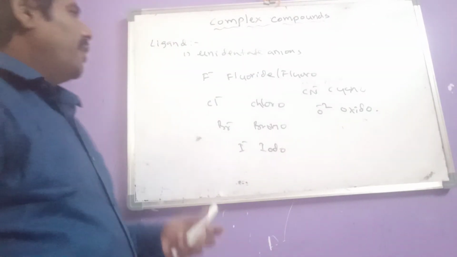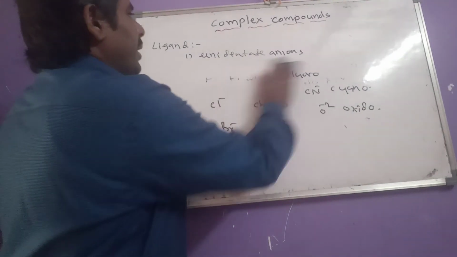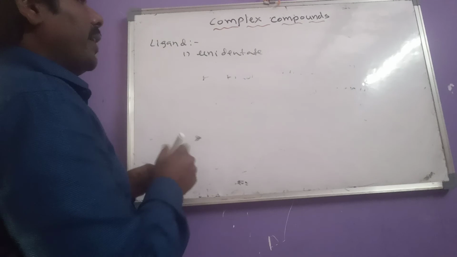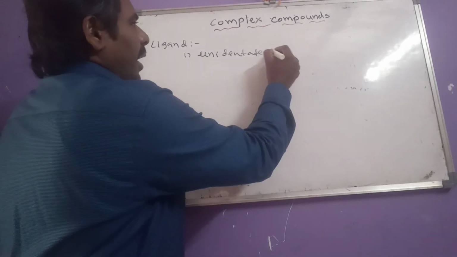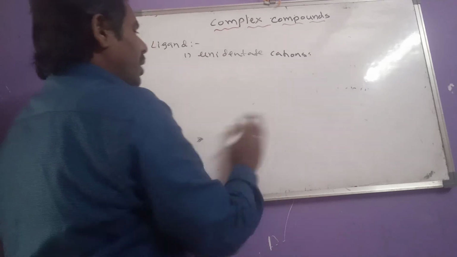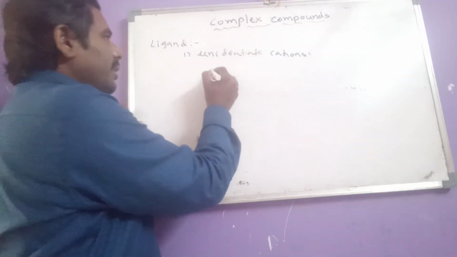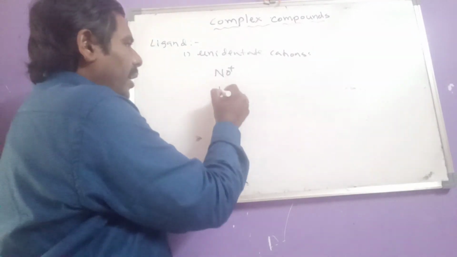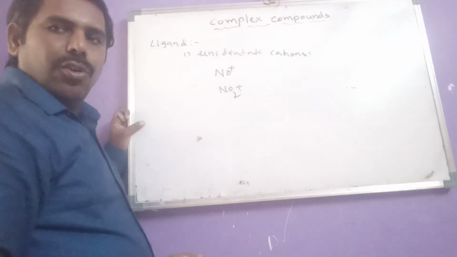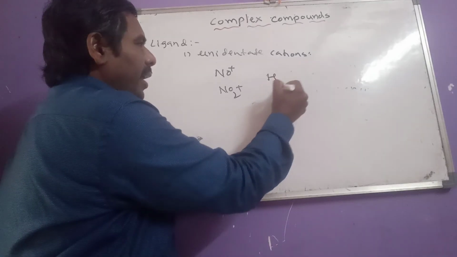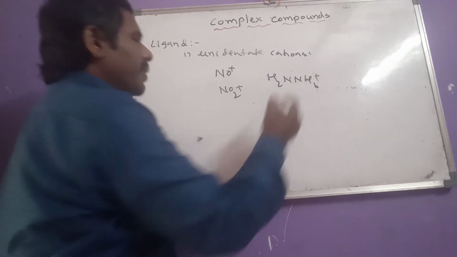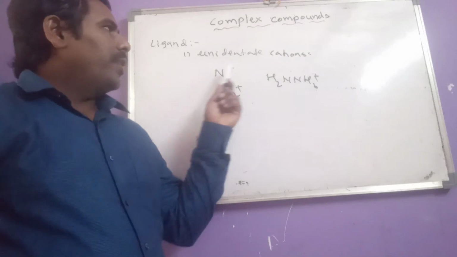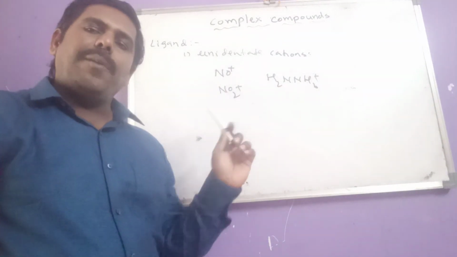After this, unidentate cationic type of ligands, also called monodentate cations. These have a positive charge. The examples are NO+, known as nitrosonium, NO2+, nitronium, and NH2NH3+, hydrazinium. So these are examples of unidentate cationic ligands.